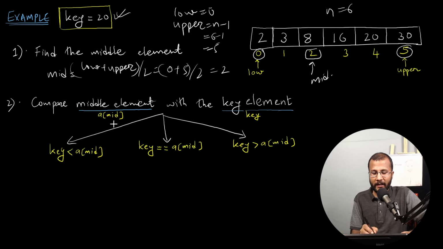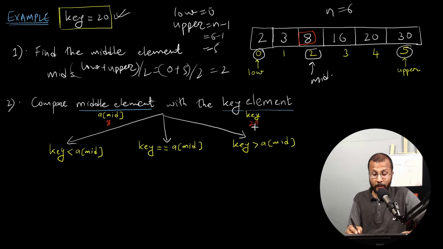Now what is my middle element? My middle element, A mid, is 8, right? So I write A mid is nothing but 8 in this case, and my key element here is already given, it's 20. So I'm trying to do the comparison between A mid and the key element. So what do I find? Is my key element, that is 20, equal to 8? No, key element is not equal to mid element, right?